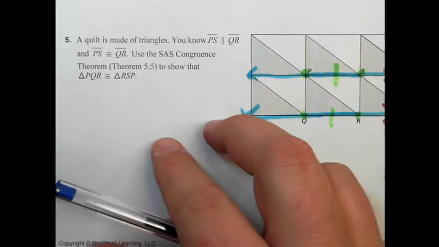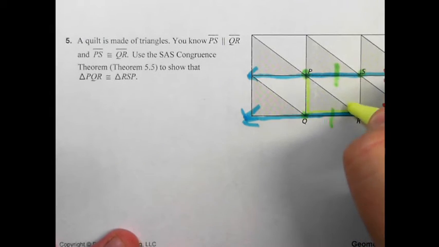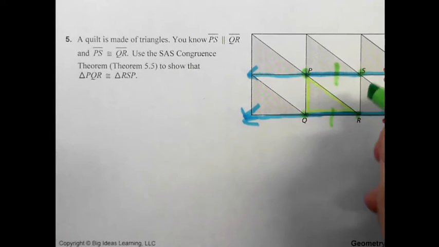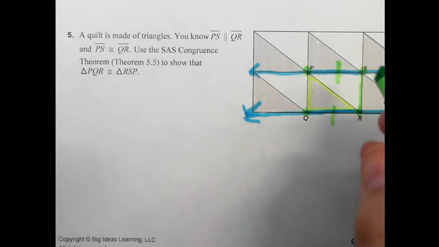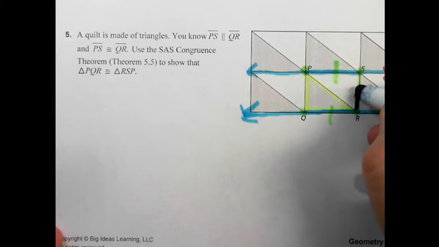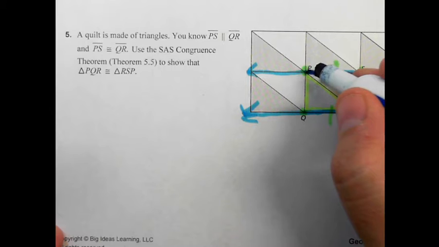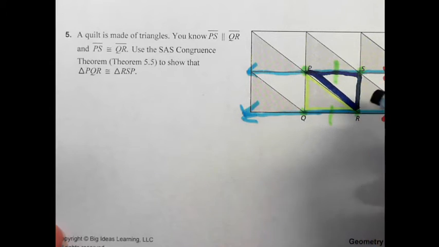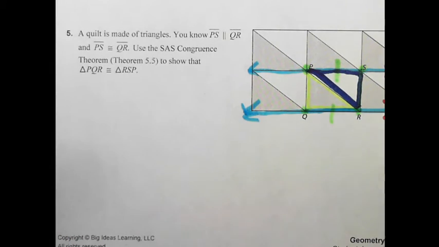Show that those two triangles PQR is congruent to RSP. So what they want me to show is that PQR is congruent to, well, let's use red. We'll use a dark blue. That RSP is congruent to that. Okay, so we have a couple of triangles.